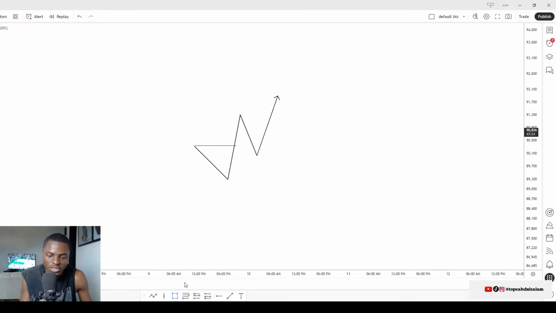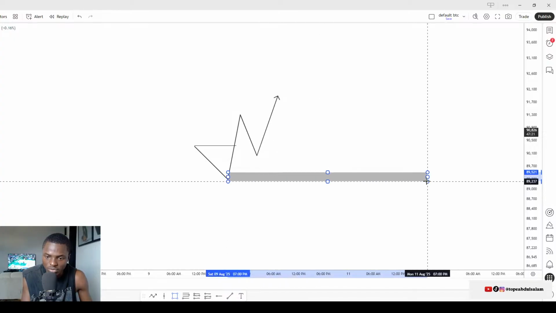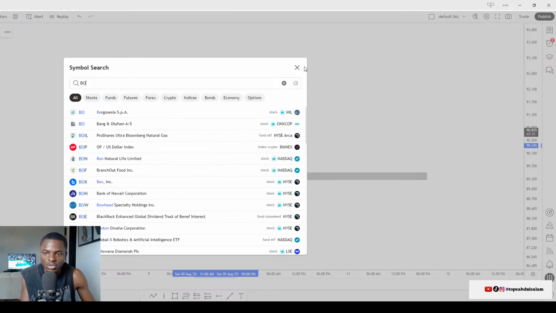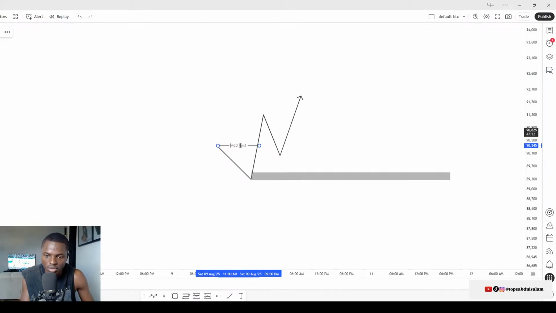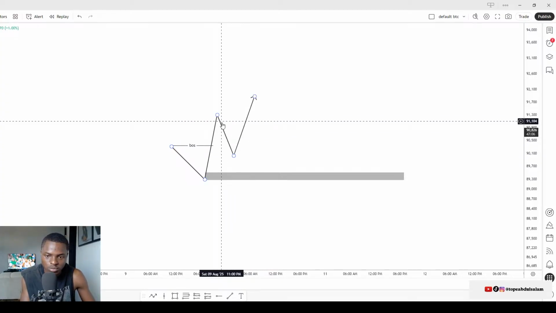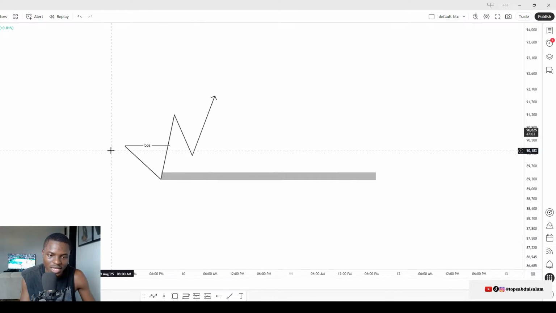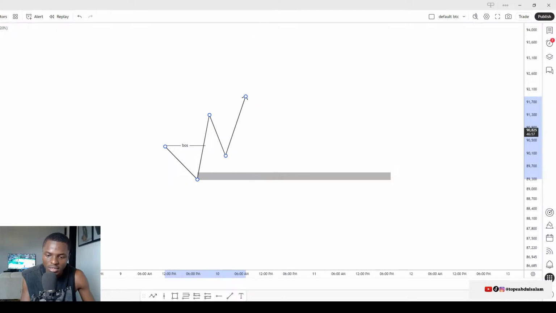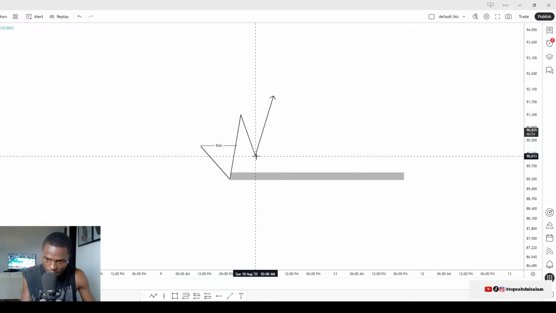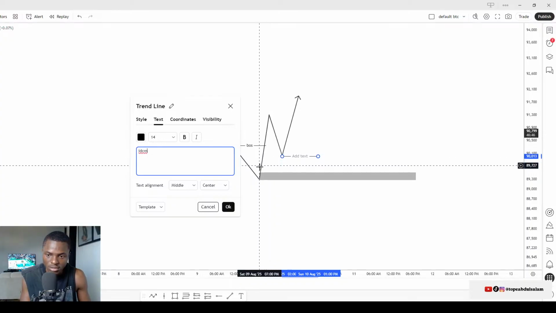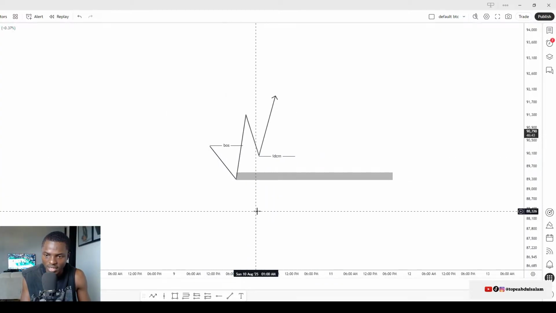We have our point of interest here. And after breaking structure, what do we have here? Here is the first pullback after breaking structure. So that's our inducement. That area becomes our inducement. So we have our inducement there.